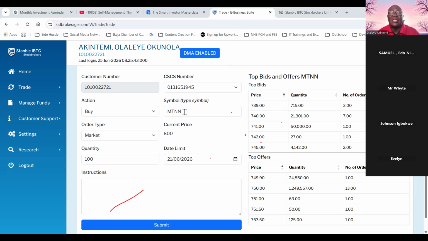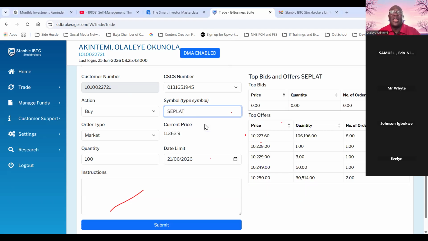Okay, let's have a quick look at another stock. So let's say you want to buy Seplat. Oh, by the way, did any of the people here tonight get dividend from Seplat 2 days ago? Yes, I did. Good, good. So Seplat is one of the stocks that pay dividend 4 times a year.